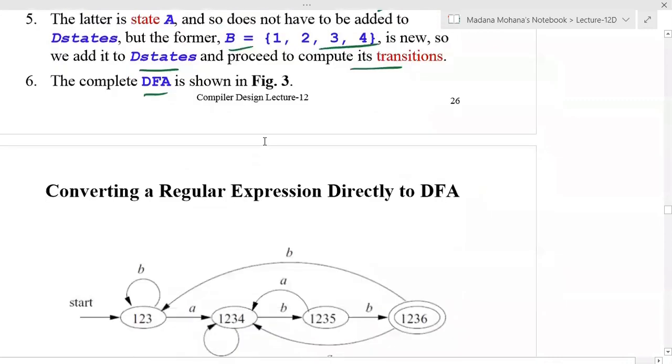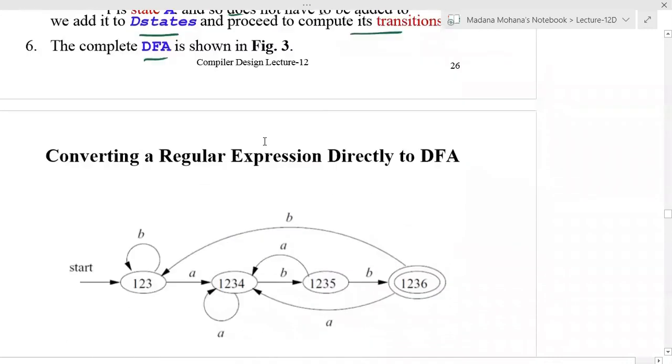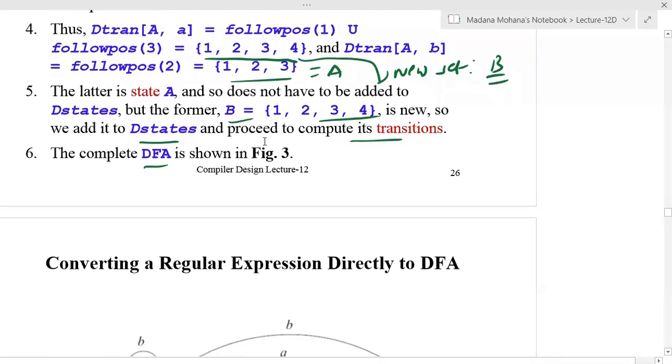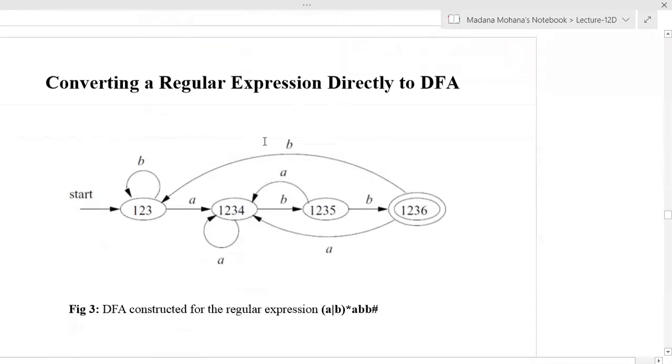You can apply this process for each and every new set until no new sets are repeated. Like the subset construction method, same process. Now this is the final DFA constructed for the regular expression (a|b)*abb#.